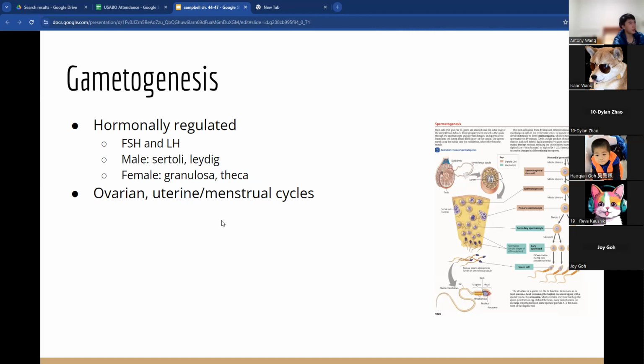And then the ovarian and menstrual cycles. The menstrual cycle pertains to the cycling of the endometrium, which is like the inner lining of the uterus.